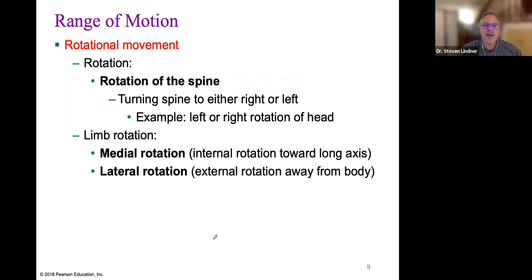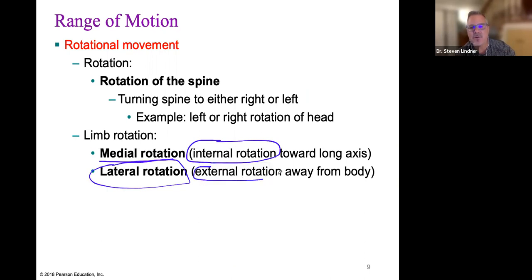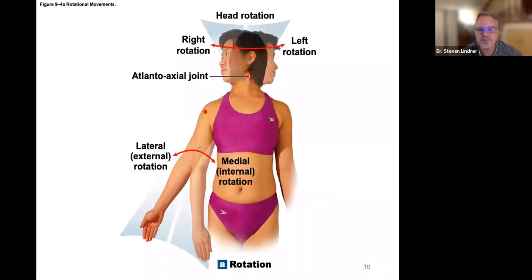Let's look at rotation of the spine and rotation of the limbs. When we talk about medial rotation, that's interchangeable with internal rotation. And when we talk about lateral rotation, that's synonymous with external rotation. Okay, so that holds true with the upper and lower extremity. When you see medial rotation, it's internal rotation. When you see lateral rotation, it's external rotation.